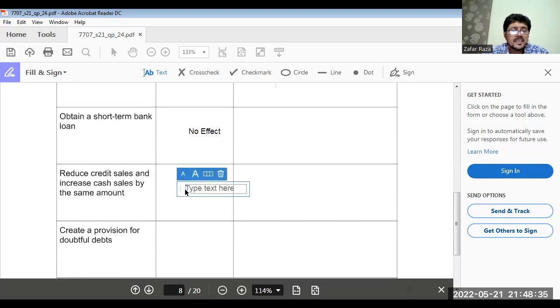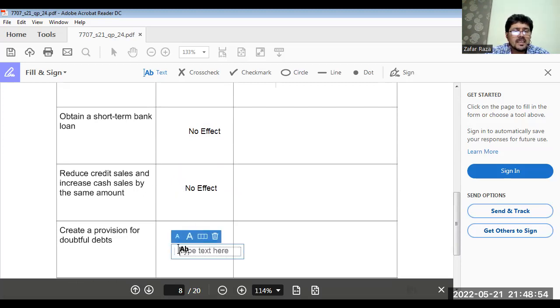Now what next? Reduce credit sales and increase cash sales by the same amount. So this transaction has no effect on working capital. Create a provision for doubtful debts. Yes, this is going to reduce your working capital. Getting my point here?